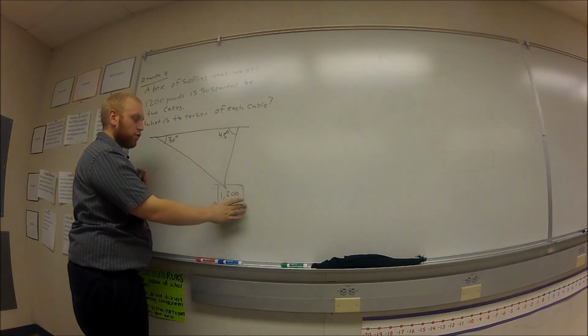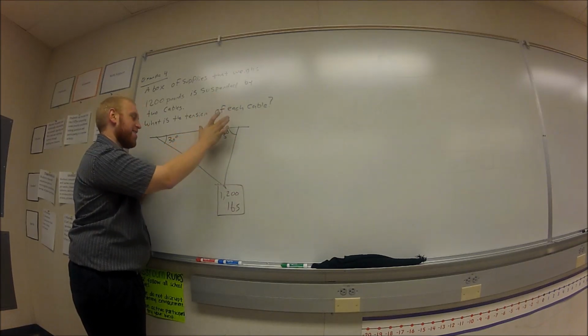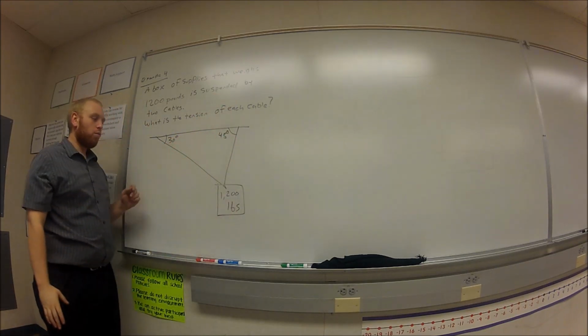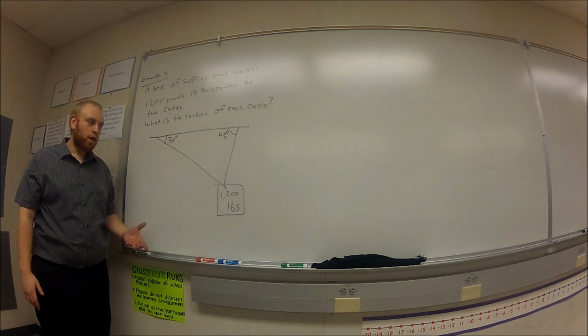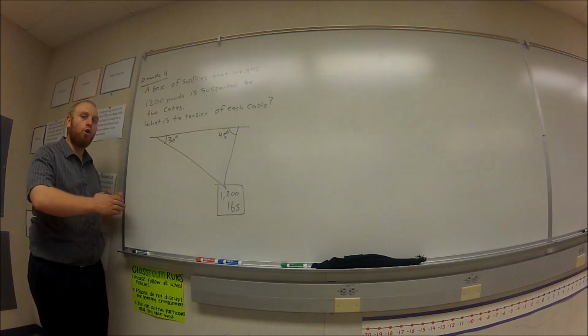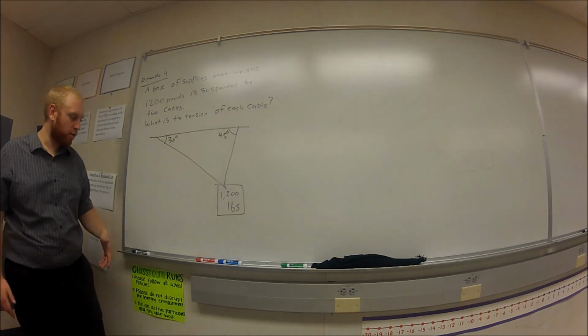Well, the catch is, first of all, we have a third force acting here. We have our third force of the 1,200 pounds dragging everything down. We have to check when this is going to be at static equilibrium. And remember, static equilibrium is when all the forces add up to equal zero. Well, let's start by labeling the forces.